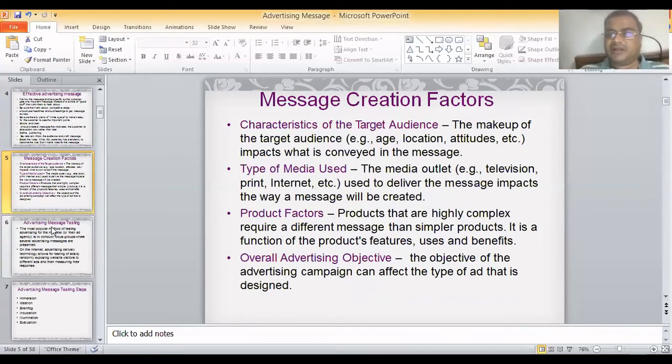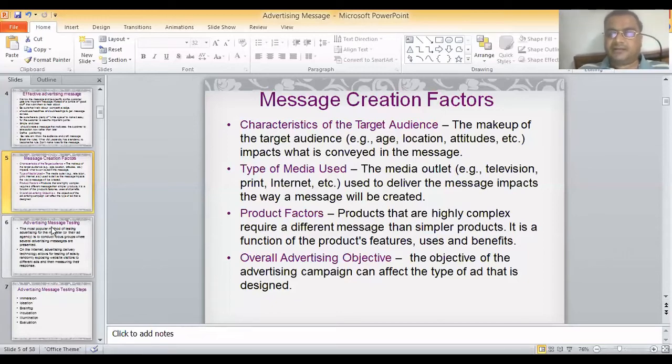So for example, the demographics of the audience: their age, the location, the attitude, their eating habit, their living habit, depending on the product, and what impact it should make on the audience through the conveyed message.